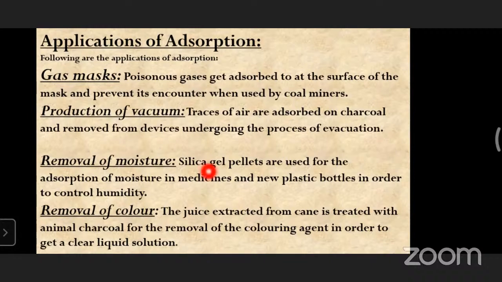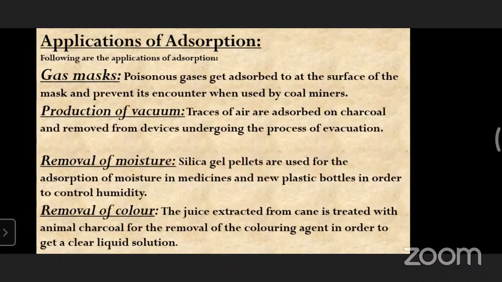So already I told this example: when we purchase new electronic goods like AC, refrigerators, washing machines, small packets are available in them. If you observe clearly, silica gel packets will be there. These silica gel packets contain silica gel pellets, small glass-type balls. Those are used for the adsorption of moisture in medicines and in new plastic bottles also.